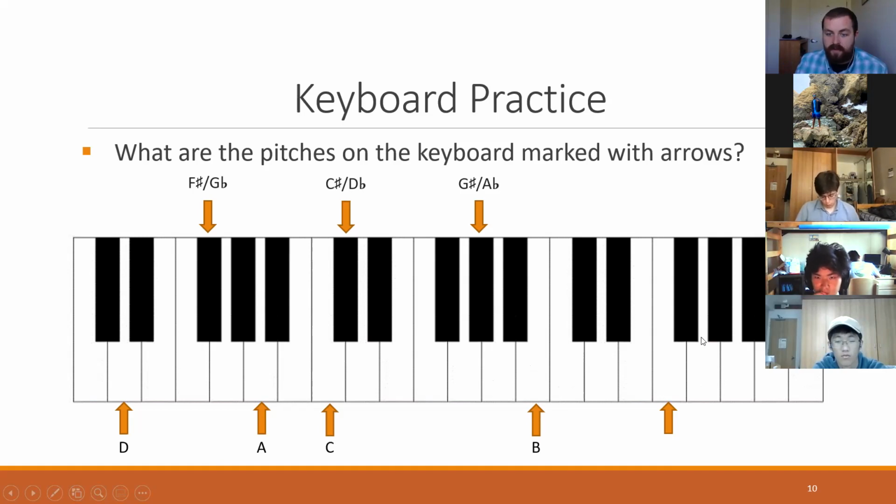Okay, and then I've got one more. What is this one right here? Yeah, so we already looked at F sharp. So if we think of going a half step down from F sharp, we get F.